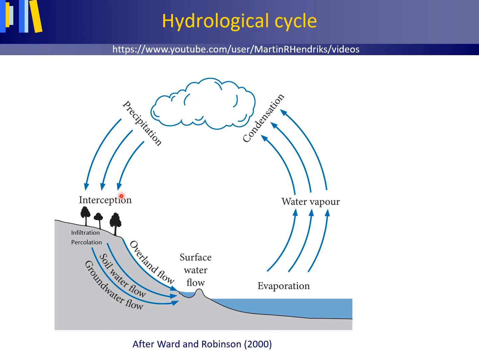Interception evaporation, thus, is the amount of water per unit of time evaporating from these leaves of the trees or from these rooftops of the buildings into the atmosphere. Infiltration is the amount of water per unit of time that falls on the land surface and infiltrates into the land surface. The infiltrated water can move further down towards the water table, a process called percolation.